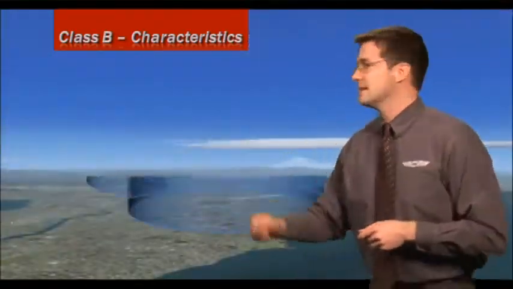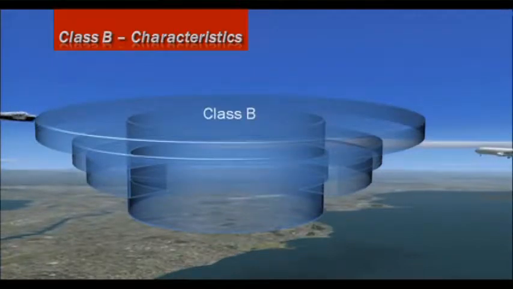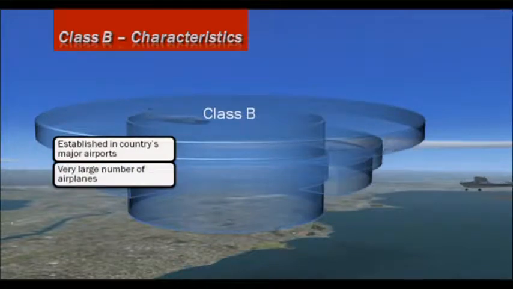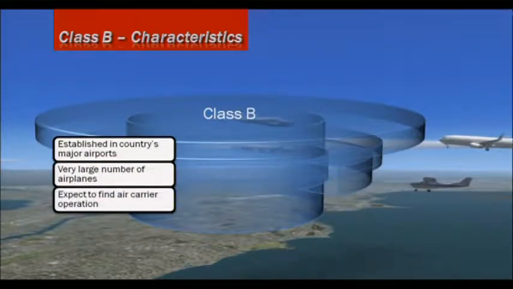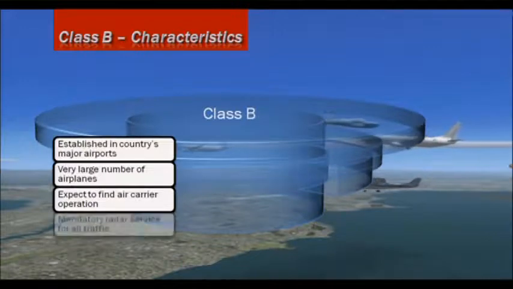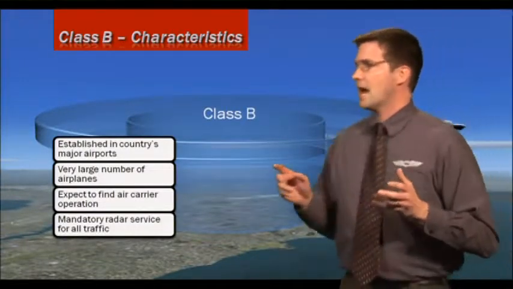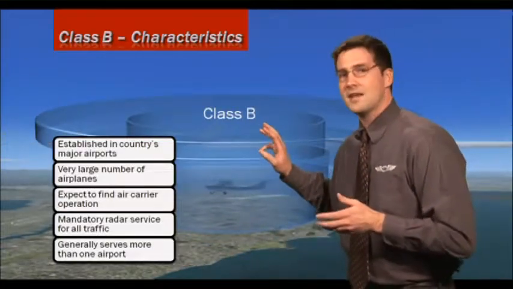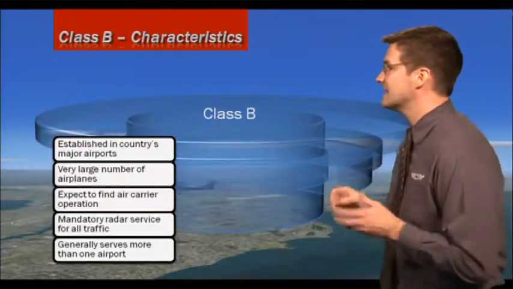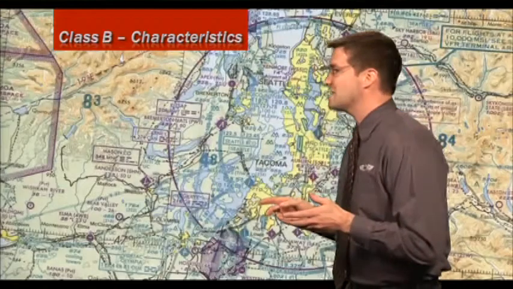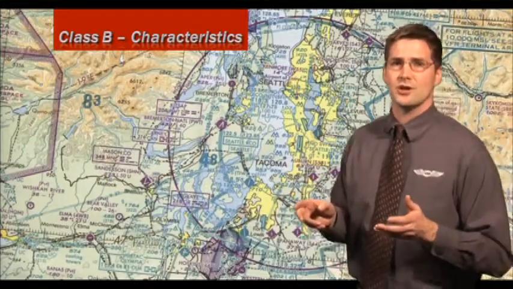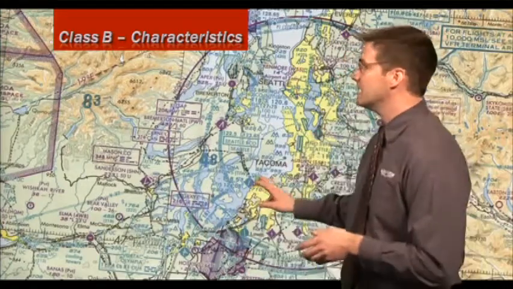Class B airspace is established around the country's major airports. It serves a large number of airplanes, and you can expect to find air carrier operations. There's also mandatory radar service for all traffic. It generally serves more than one airport as well. Again, here is a typical Class B airspace around Seattle. The Seattle-Tacoma International Airport lies in the center. Now, by definition, Class B airspace surrounds big cities, and it's hard to see all the detail you need on a sectional chart. So the FAA publishes terminal area charts for all Class B airspace.